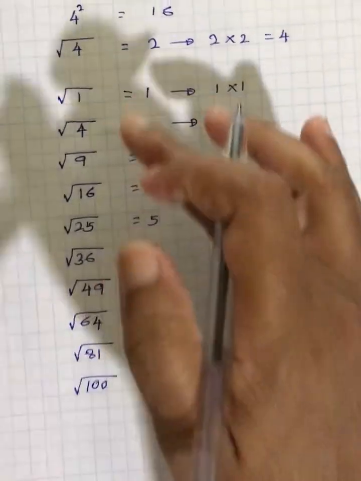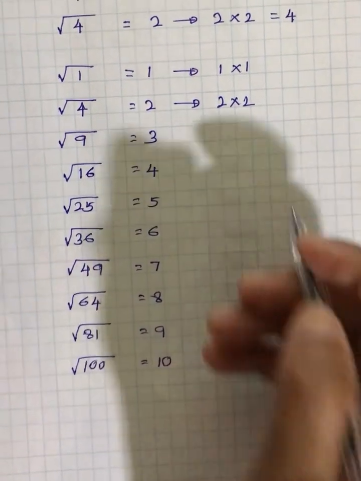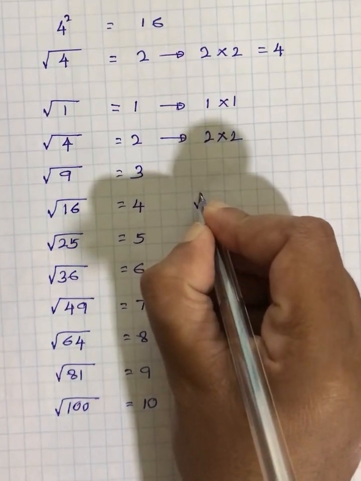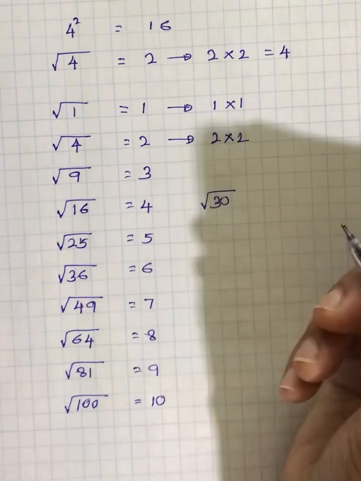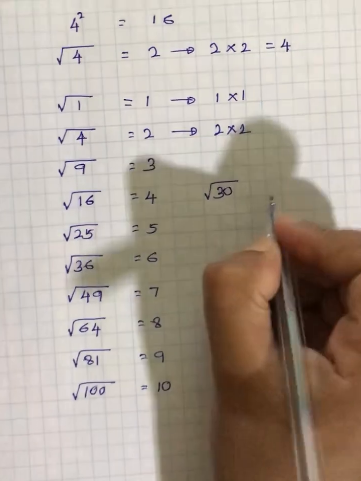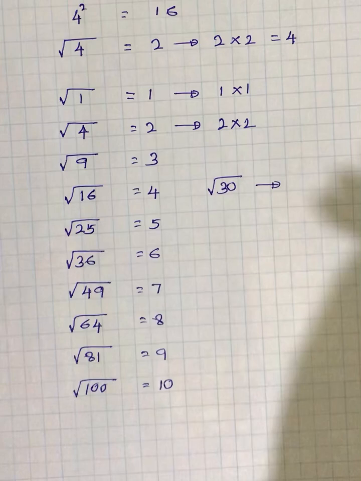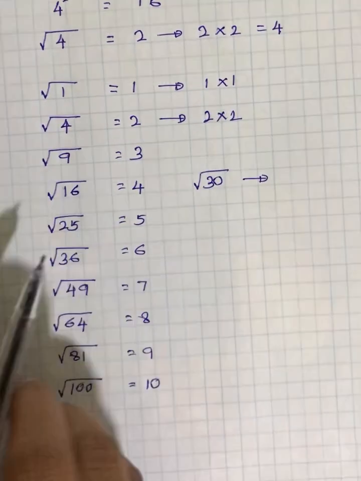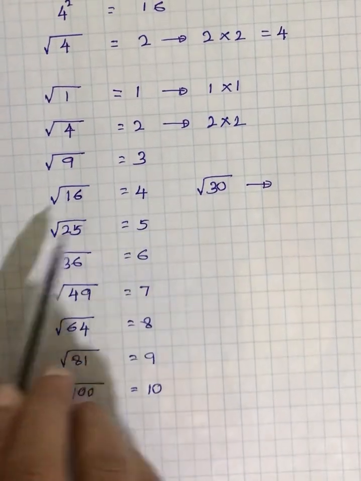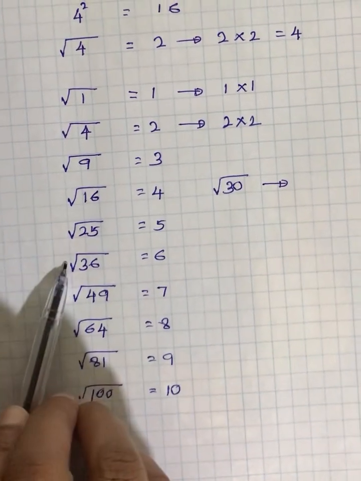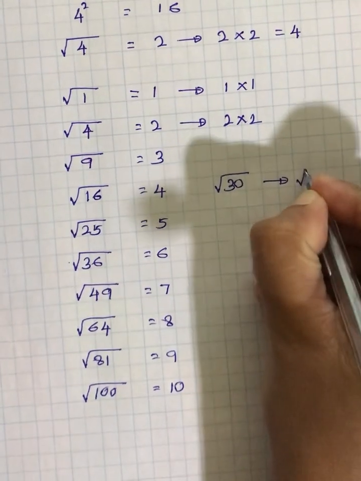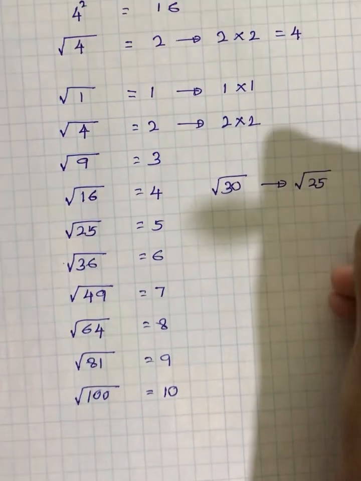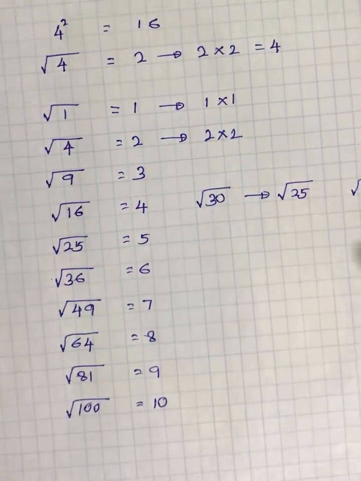If you know all these square roots, it's easy to find. If they ask you to find the square root of, just imagine, 30, it would be easy to find. You have to first consider where the square root of 30 falls. 30 falls between 25 and 36. That means the square root of 30 falls between the square root of 25 and the square root of 36.